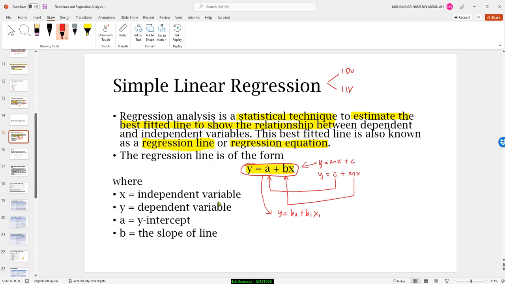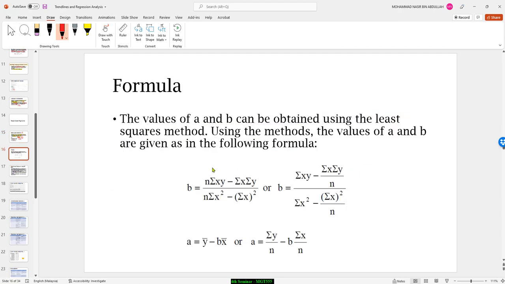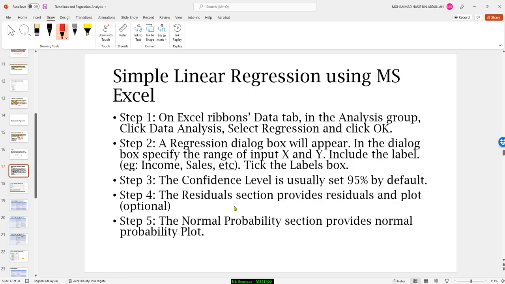So now, let's move to the formula. The formula for calculating B and A is this one, but you do not need to understand or know it, because we are going to use Excel to calculate the equation. So now, simple linear regression using Microsoft Excel. Later on I will show you how to use it.